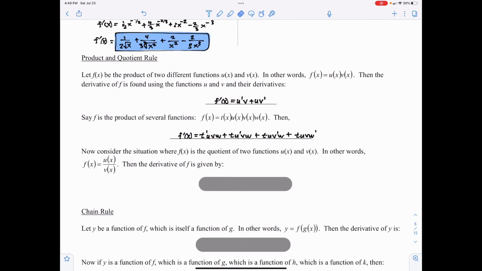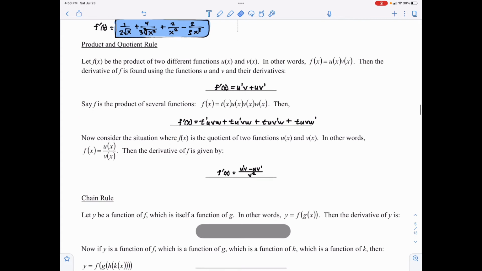Now consider the situation where f of x is the quotient of the two functions u of x and v of x. In other words, f of x equals u of x divided by v of x. The derivative is given by f prime of x equals u prime v minus, not plus this time, u v prime, but then it is divided by v squared.